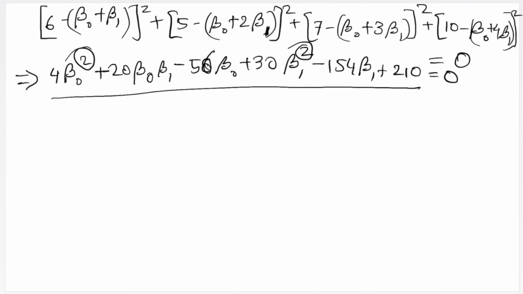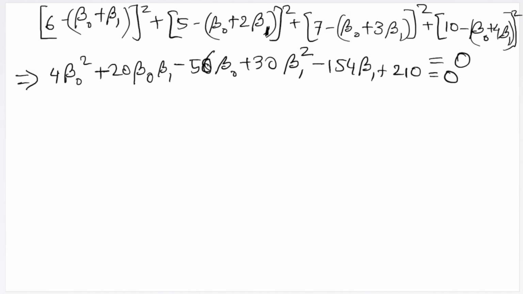And from a quadratic equation that contains two unknowns, such as this one, beta naught and beta 1, we will be able to figure out what the values are. One easy way is to take partial derivative with respect to one unknown and then also take partial derivative with respect to another unknown. Let's call the left side S. Let's take partial derivative with respect to beta naught first.